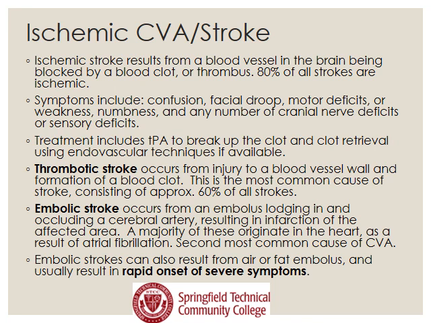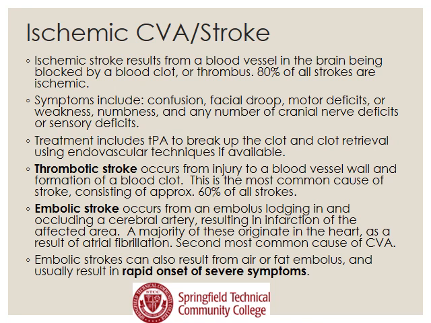As we talked about previously, there are two different kinds of ischemic stroke. There's a thrombotic stroke, which occurs from injury to a blood vessel wall and formation of a blood clot. This is the picture of the atherosclerosis with a blood clot blocking it in the middle. This is the most common cause of all strokes. About 60% of strokes are thrombotic stroke.